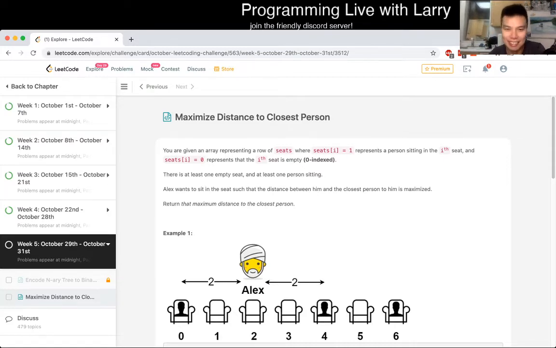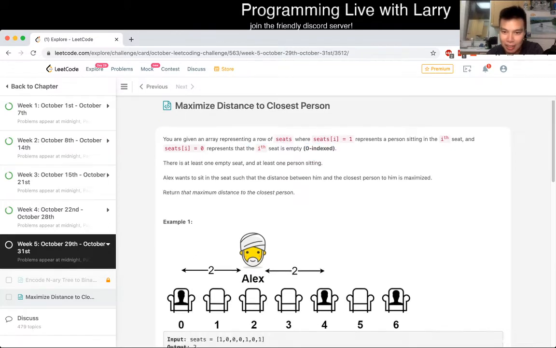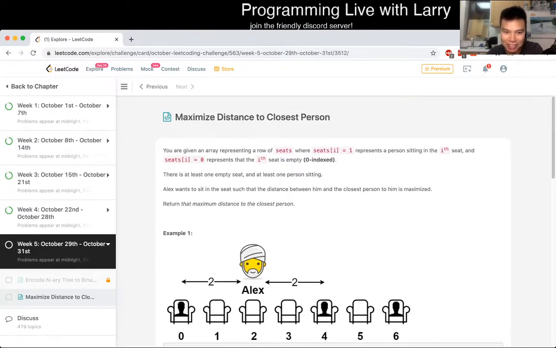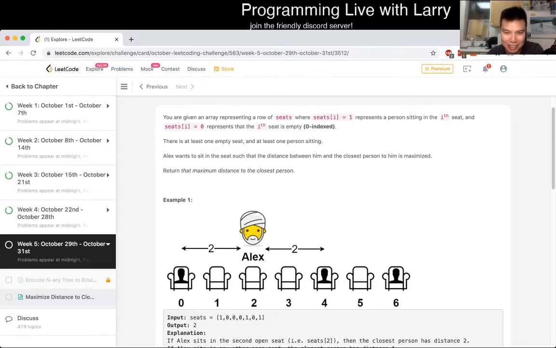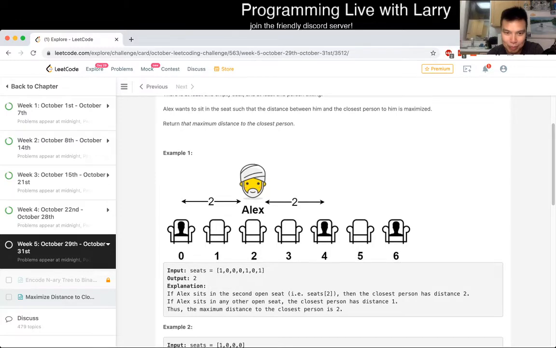Maximize distance to closest person. You're given seats, some empty, and it's like social distancing or something, right? You want to find the empty seat with the maximum distance to the closest person.